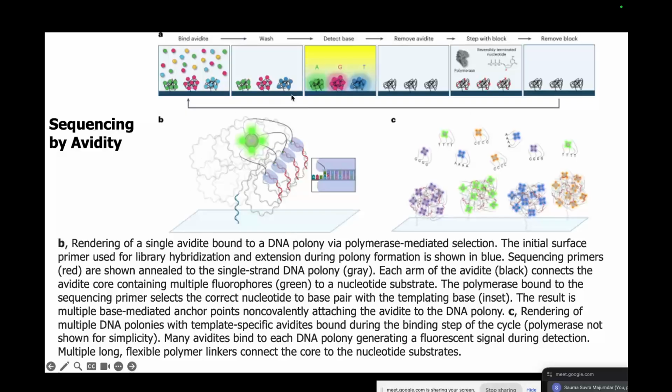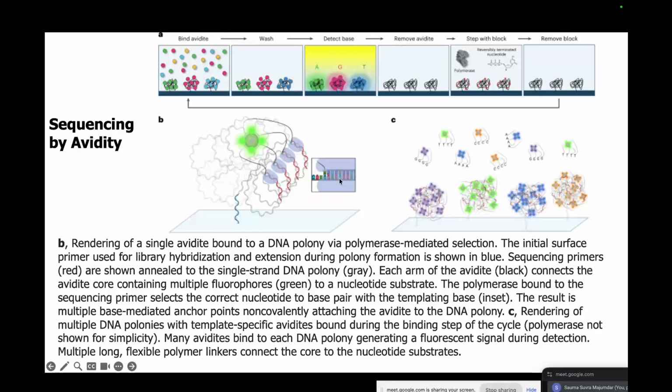So the first deck is showing you the repetitive procedure. Now the second row is giving you a more detailed image of how this polony stays together, and how the avidites interact with it. This is how a single avidite bound to a DNA polony looks, schematically. The initial surface primer used for the library hybridization and extension during the polymerase is shown in blue. So this is the actual primer on which the DNA polymerase will act.